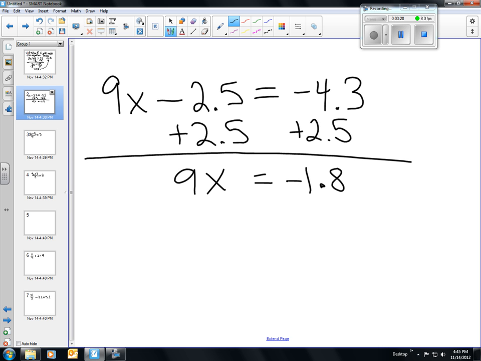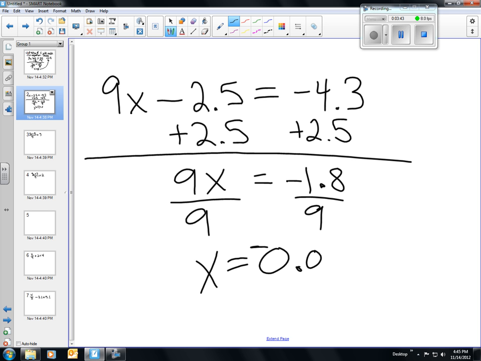And then again, we're going to work backwards of the order of operations. So if we're multiplying 9 times x, to undo that operation to x, we would then divide by 9 on both sides. And here, you're going to say that x is equal to negative 0.2. Or if you wanted to write that as a fraction, you could say negative 1/5 for x.